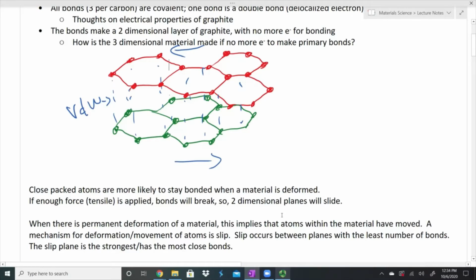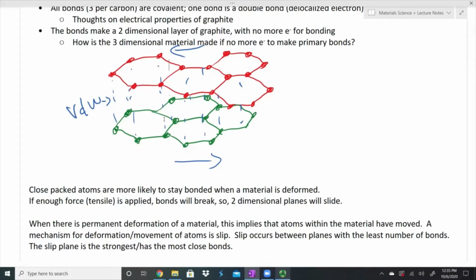Slip occurs between two planes, and the planes with the least number of bonds are the ones that are going to, well, the planes that are bonded closer together are going to stay intact, and so bonds between those planes is where slip's going to happen. In this case, the covalent bonds are the strongest, and so the slip between the planes is from the weaker bonds. Now, this isn't always the case because in some cases we don't have van der Waals bonds.